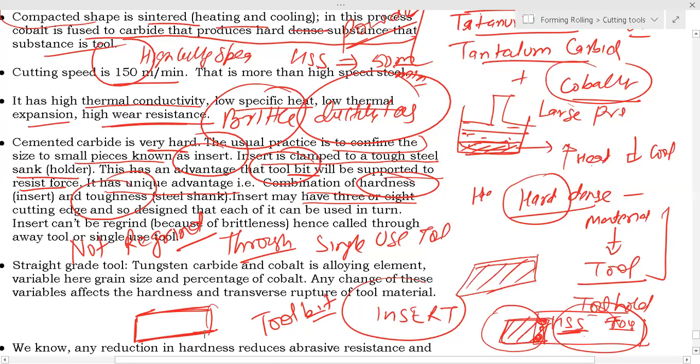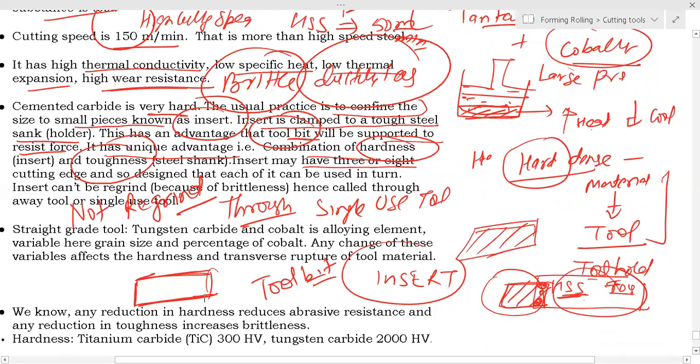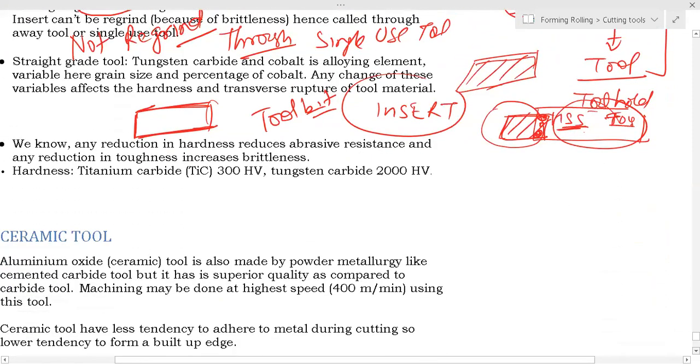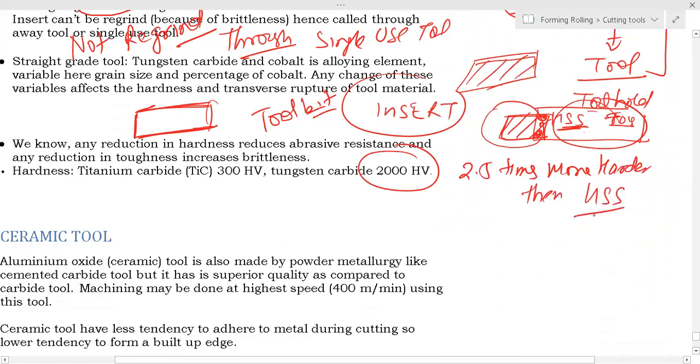Regrinding is not possible in this cemented carbide tool because of its brittleness. And because of this brittleness, only a high speed steel holder is used. It has 2000 Vickers hardness, which means it is 2.5 times harder than high speed steel.